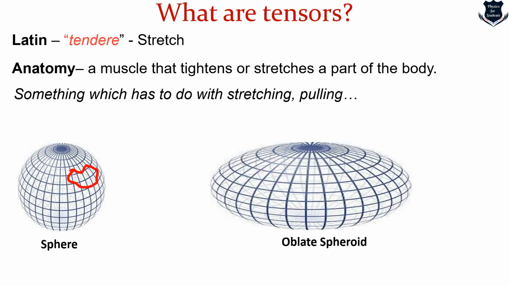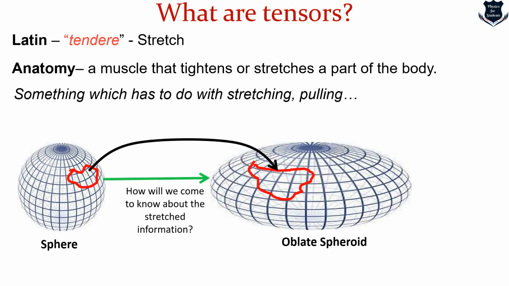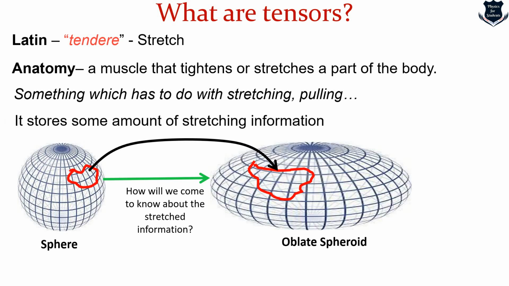What I do is try to understand the information on the sphere which is marked in red over here, and if I put it on the oblate spheroid after stretching, the question is how will we come to know about the stretched information? The original information from the sphere gets stretched into an oblate spheroid, so how will we come to know about the stretched information? And that is exactly what tensors do. They store some amount of stretching information, which we will later encounter in this video.